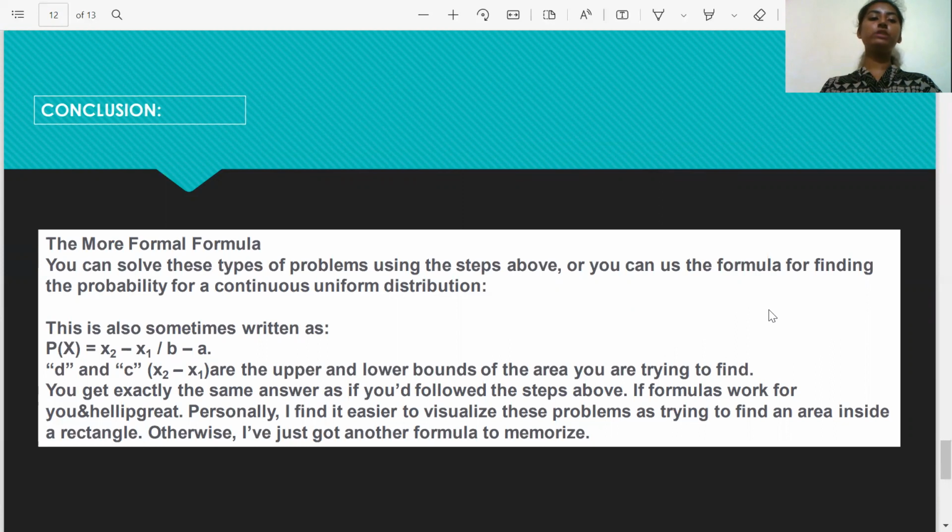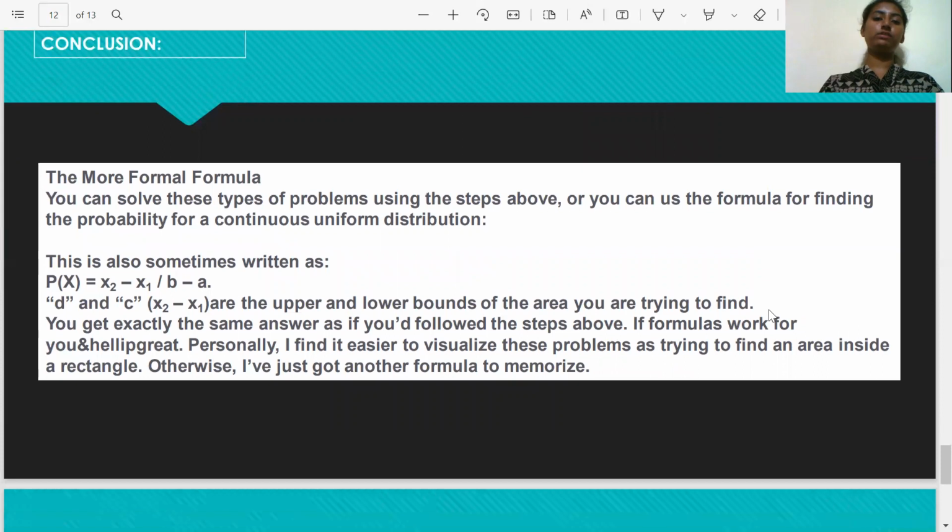If the formula works for you, that's great. Personally, I find it easier to solve these problems by trying to find an area inside a rectangle. Otherwise, I would just have another formula to memorize.